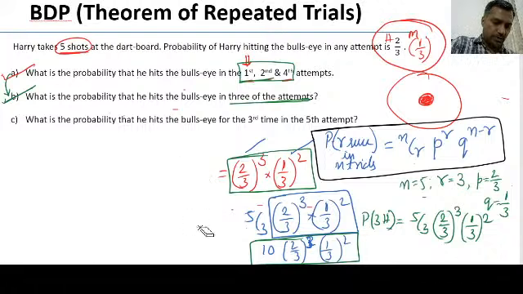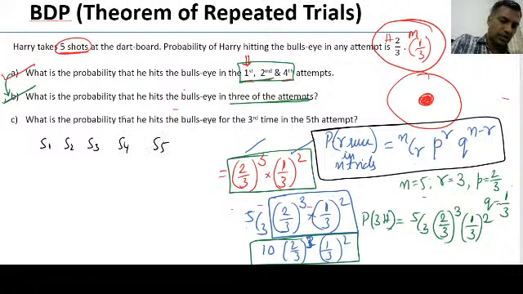Let's try and work on part C. What is the probability that he hits the bullseye for the third time in the fifth trial? These are the shots here: first, second, third, fourth, and the fifth shot. What is he saying here? Third time in the fifth shot, the third hit should come here. The third hit should come in the fifth attempt.